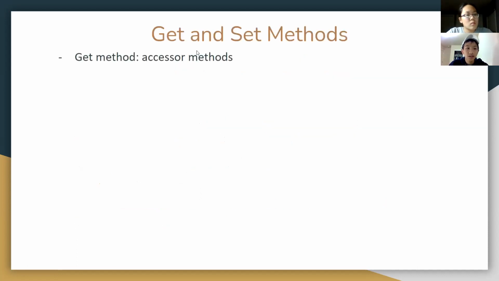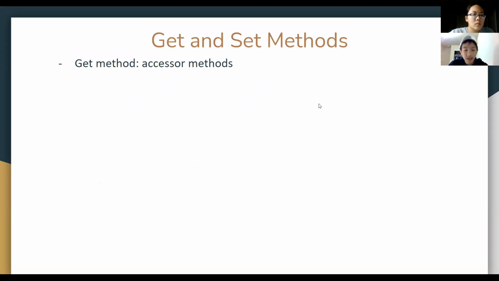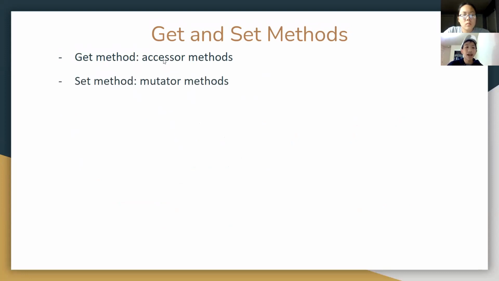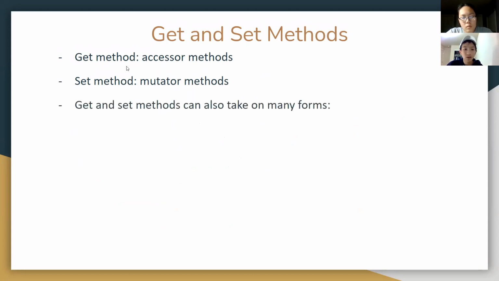So a fancy name for get and set methods is that a get method is also called an accessor method, and a set method is also called a mutator method. Usually the standard form of a get method is that you just call that method and then you return the private variable. For set methods, you just pass in a parameter that you want the private instance variable to be set to, and then you do the setting inside of the method.